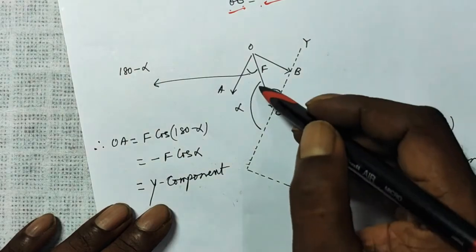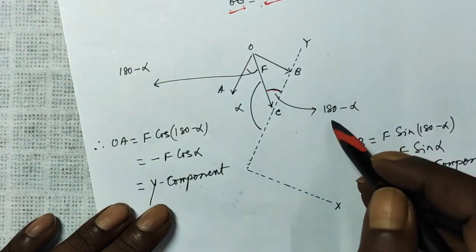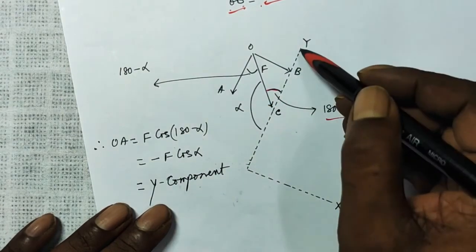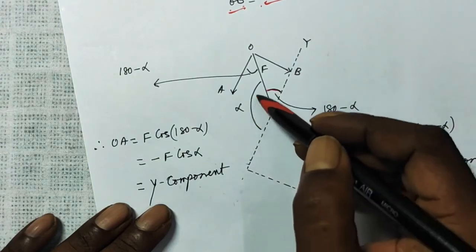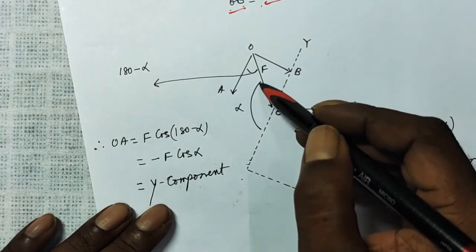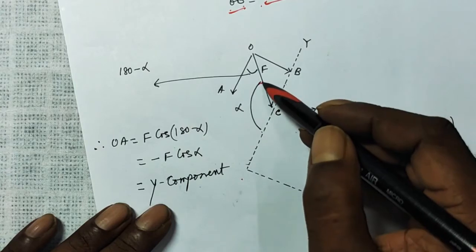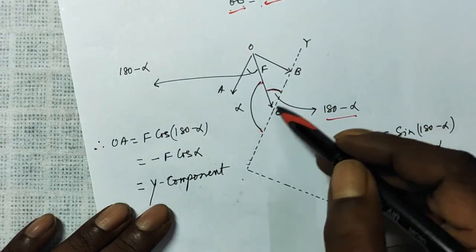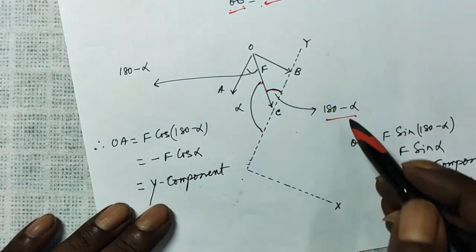Very interesting. If this is alpha, then this will be 180 minus alpha, because this is a straight line. This total angle has to be 180 degrees. So if this angle is alpha, the remaining angle will be 180 minus alpha.